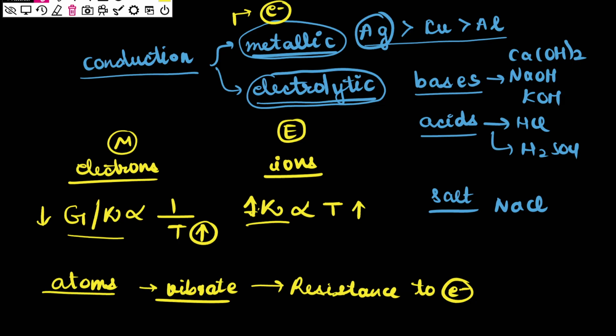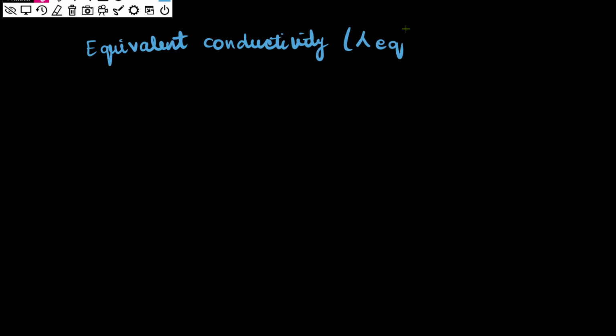Now we have discussed important terms. For example, we talked about the resistance, then the conductance, then the conductivity, and then the phenomenon of conduction. Now we have to talk about another important term, and that is equivalent conductivity. Now, what is the meaning of equivalent conductivity? The equivalent conductivity is denoted by lambda EQ.